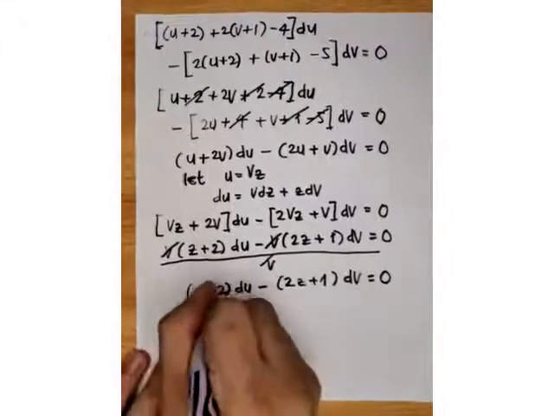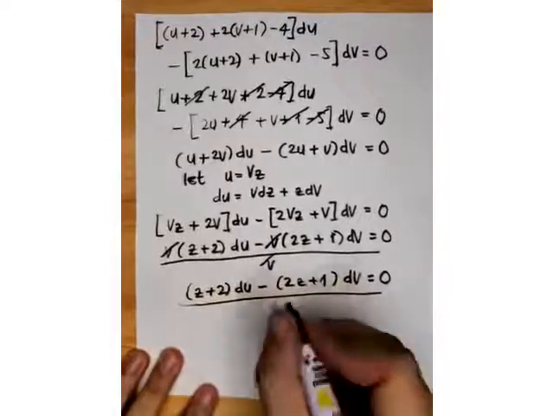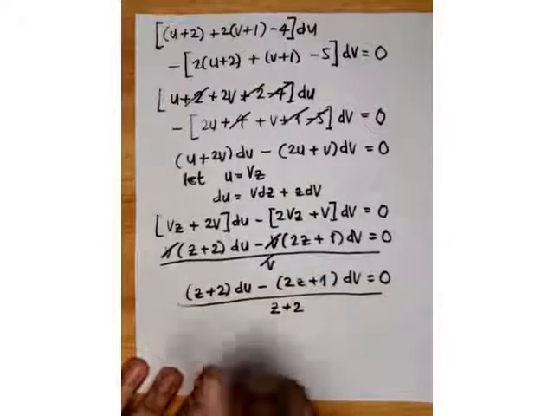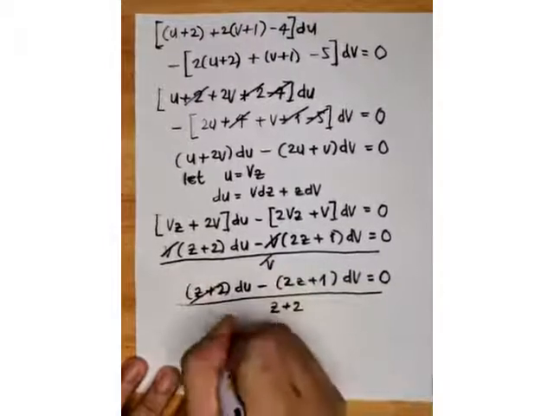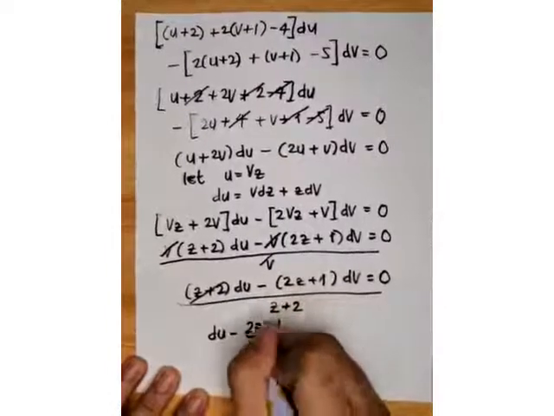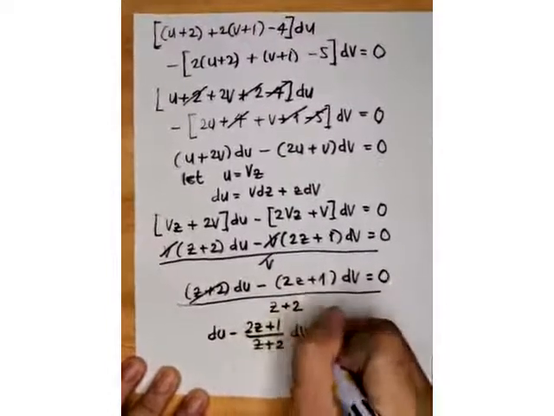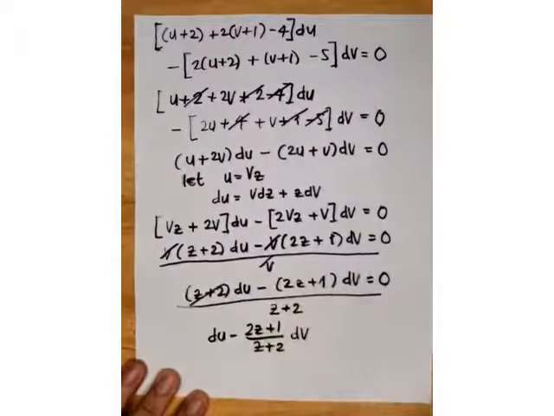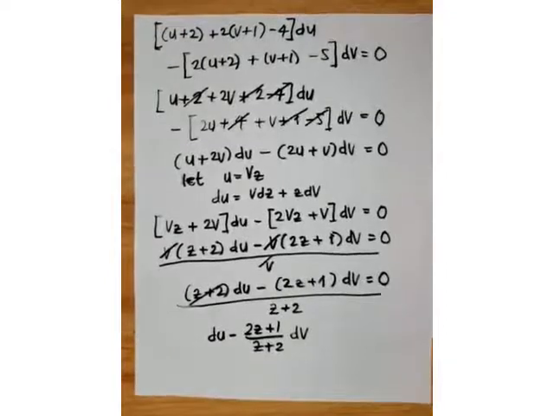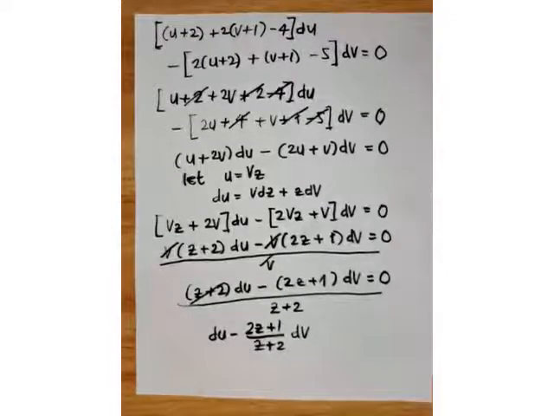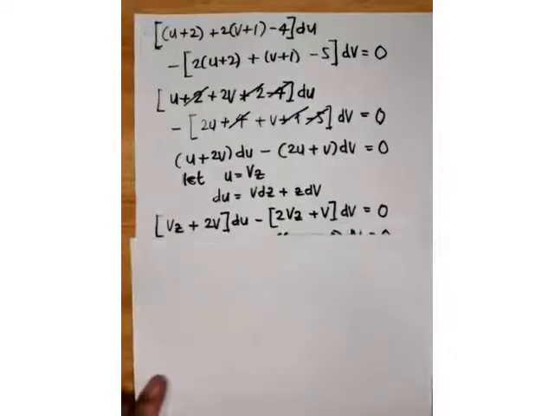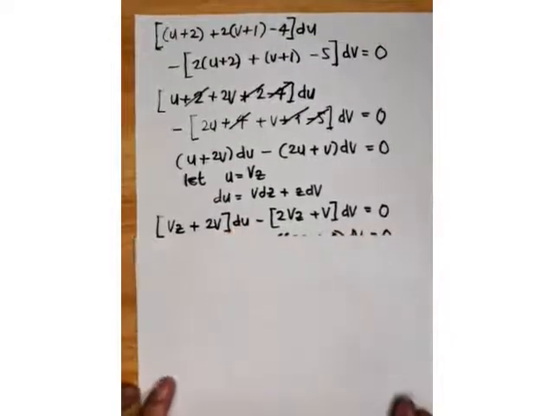So, divide natin to ng, so wala tayong u, divide lang natin yung z plus 2. So, therefore, we'll have, you cancel that. So, du minus 2z plus 1 over z plus 2 dv. Wait. Meron ako di sinubstitute. Mali. Nakalimutan ko sinubstitute. Naku. Uulit.